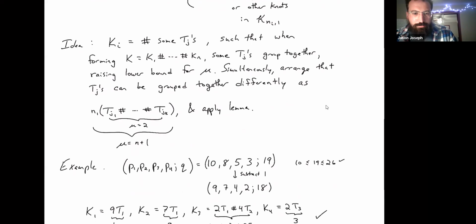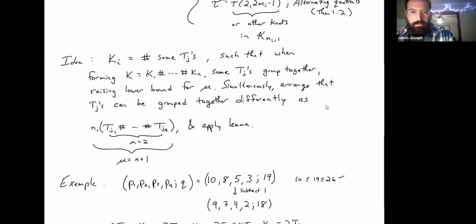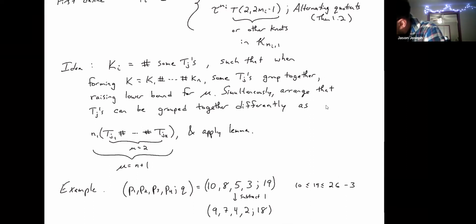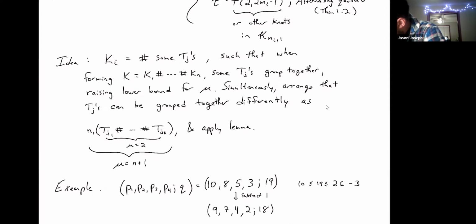Okay, so here's an example. I think this is more illustrative than writing down the full argument. My p's that I chose were 10, 8, 5, and 3. And then I chose q to be 19, which is at least 10, and it's allowed to be at most the sum, which is 26, minus 3, because there are 4 factors, so 3 connected sums happen, and it goes down by 1 every time.